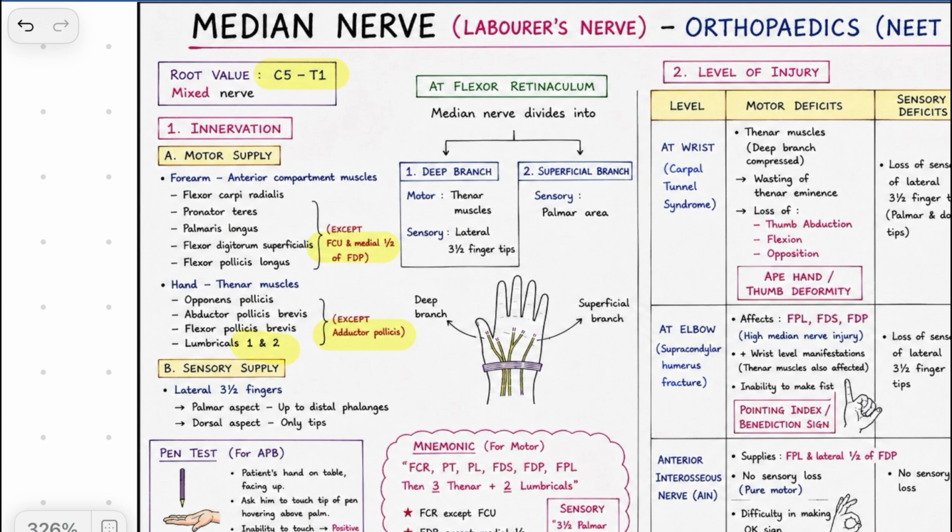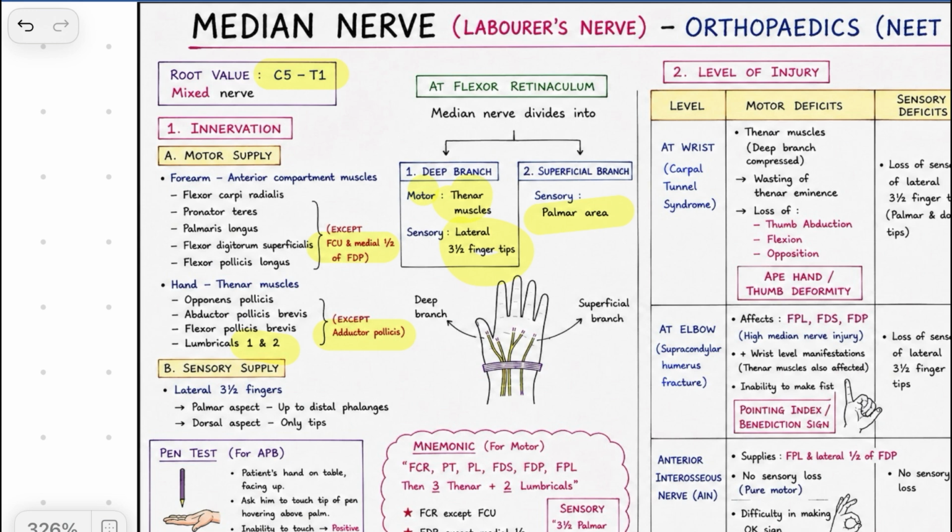So let us just have a quick recap. At the flexor retinaculum, this median nerve divides into a deep branch and a superficial branch. That deep branch is giving motor and sensory supply. Motor is for thenar muscles and sensory is for lateral 3.5 fingertips. And the superficial branch is giving only sensory supply to the palmar area. So this is what you have to remember in brief about anatomy to diagnose all the other conditions.